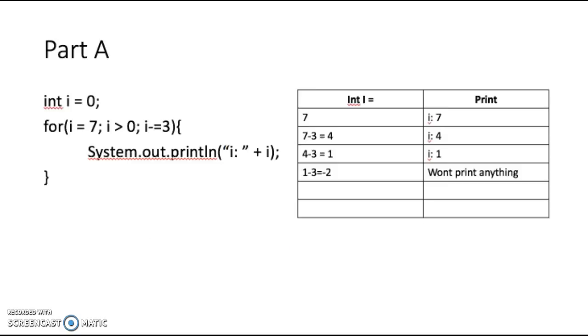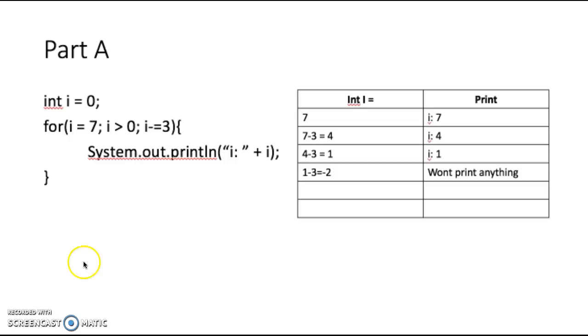So this first one: we see that integer I is equal to 7, and as long as integer I is greater than 0, you are going to decrement I by 3. The first time that we run through with 7, we print out I colon 7, and then after this is done, we subtract 3 and go down to 4. Then we run the loop again, and the int I of 4 will print as I colon 4.